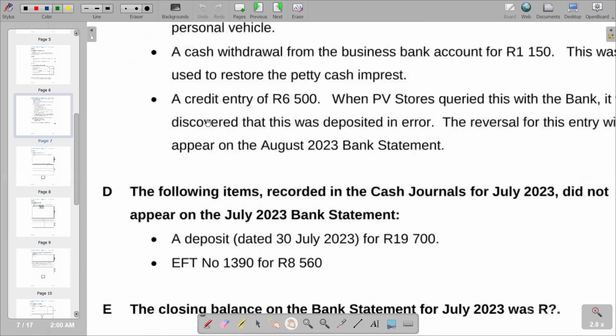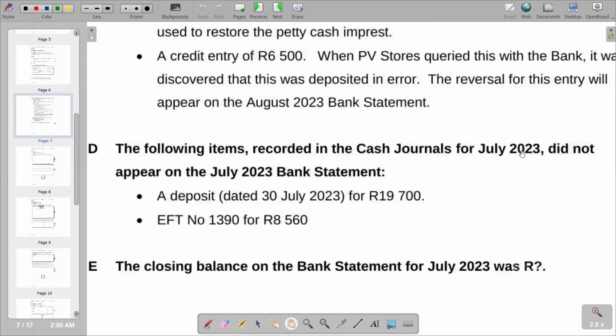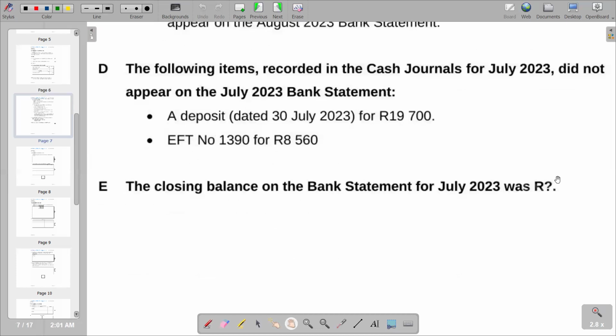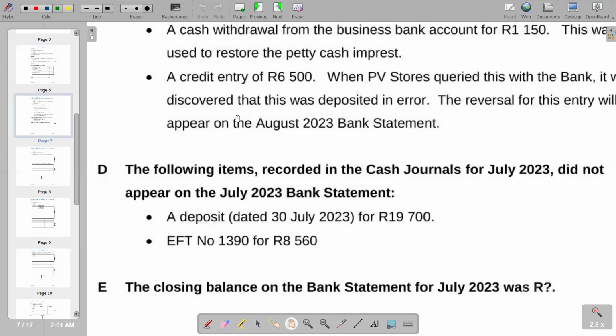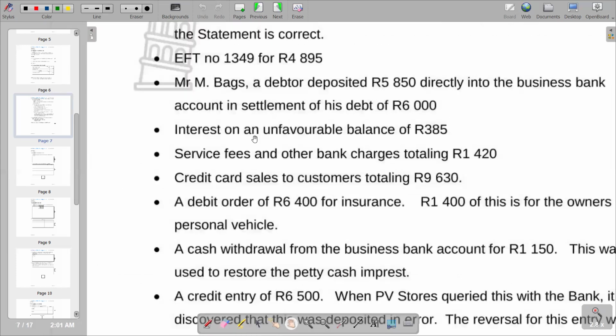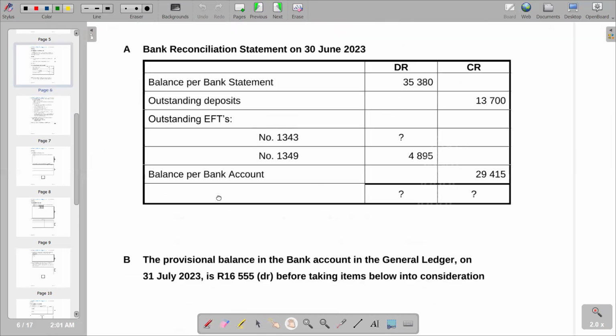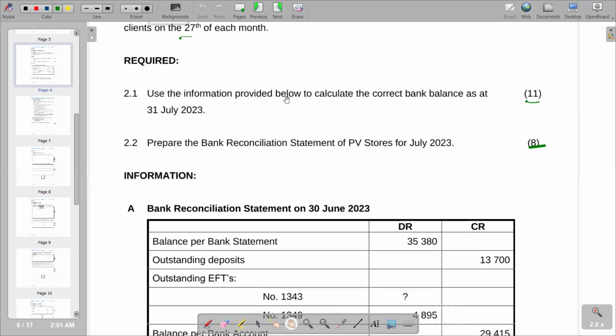Information D: the following items recorded in the cash journals for July 2023 did not appear on the July 2023 bank statement. And then the last part, the closing balance on the bank statement for July 2023, was a question mark, which means we have to find the closing balance on the bank statement. Having that, we can now go to the first part of our question, which requires us to use the information provided below to calculate the correct bank balance as at 31 July 2023.